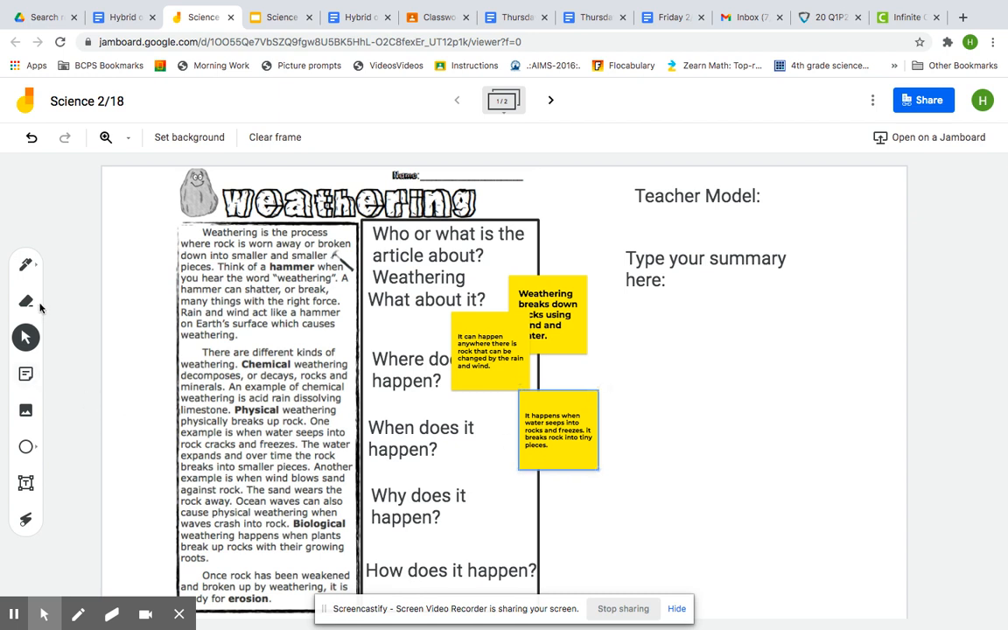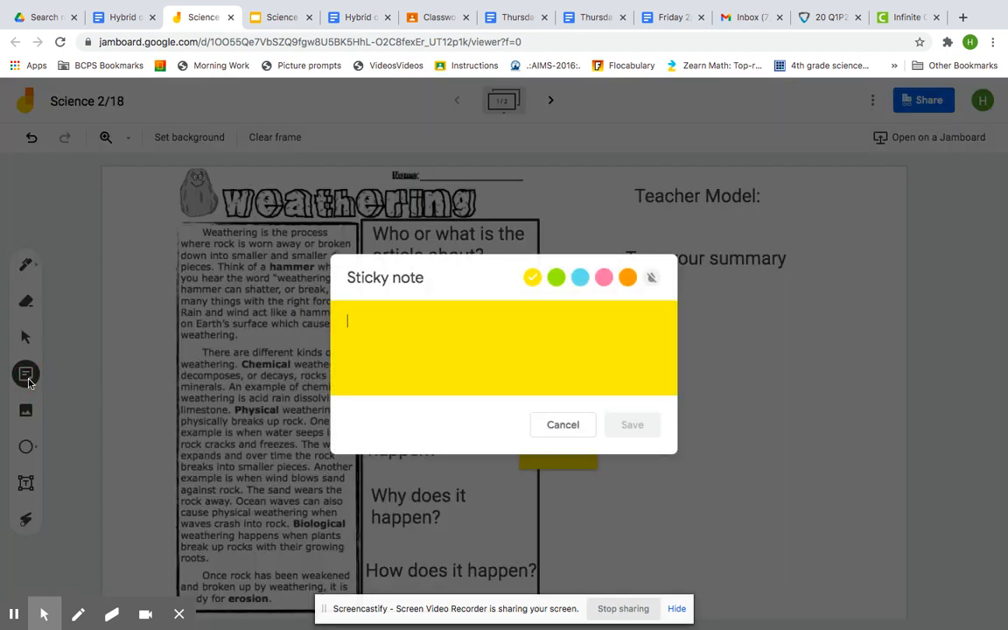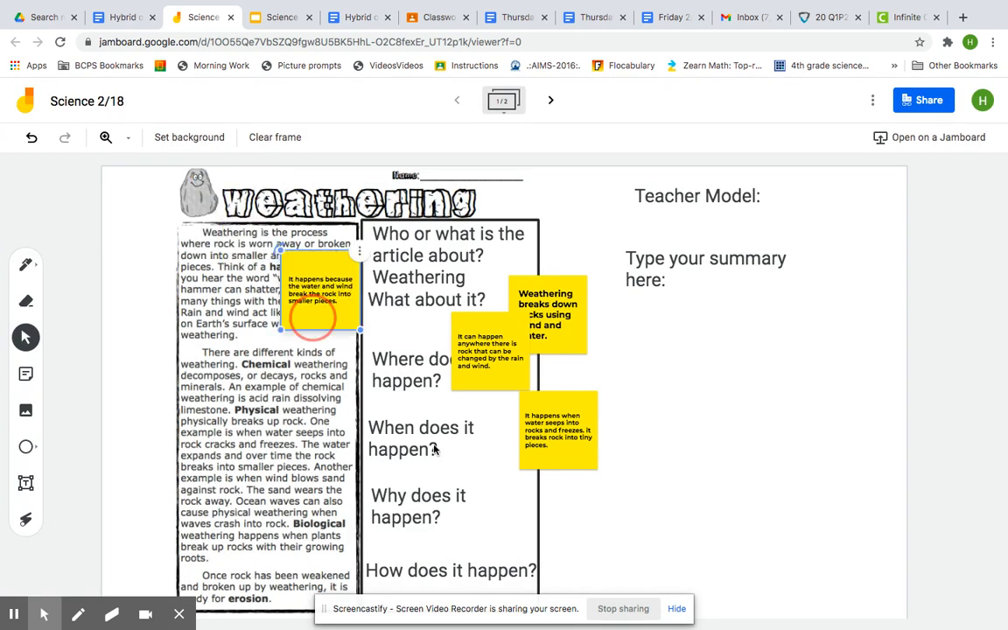Why does it happen? So it happens because the rain, water, and wind break the rock into smaller pieces. And how does it happen? Basically answering the same thing. So all of my questions have about the same answer.